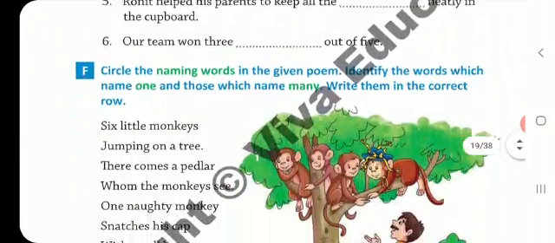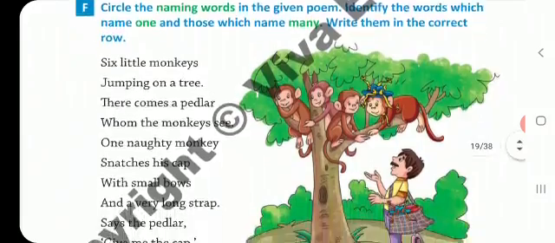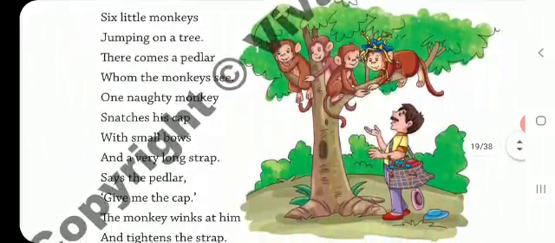Now you have to circle the naming words in the given poem. Identify the words which name one and those which name many, and then write them in the correct row. 6 little monkeys. Monkeys are over here plural. And it is a naming word.